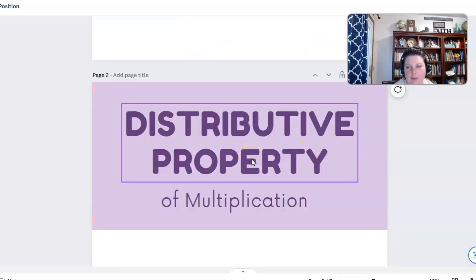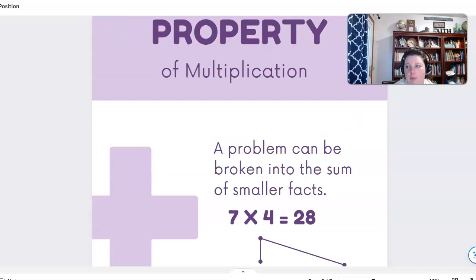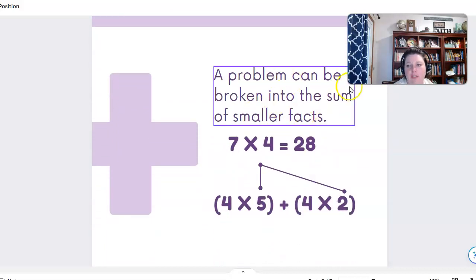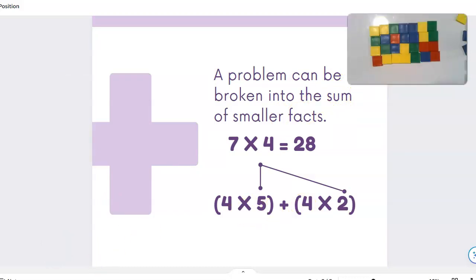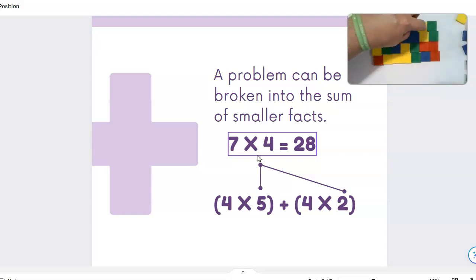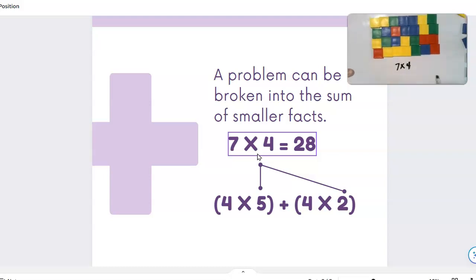Let's take a look at the distributive property of multiplication. A problem can be broken down into the sum of smaller facts, which is exactly what I'm going to show you how to do. So I took the multiplication problem 7 times 4 equals 28, and I broke that up into 4 rows of 7. So we have a multiplication problem of 7 times 4. So I'm going to break these blocks up into 2 separate groups.